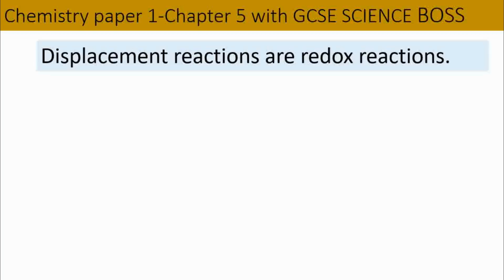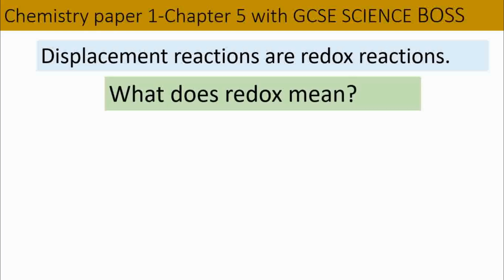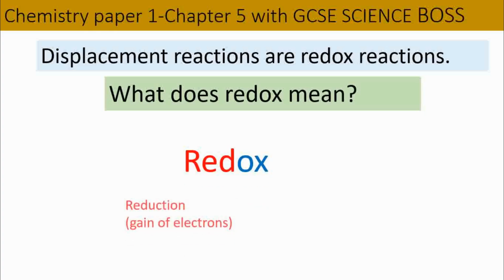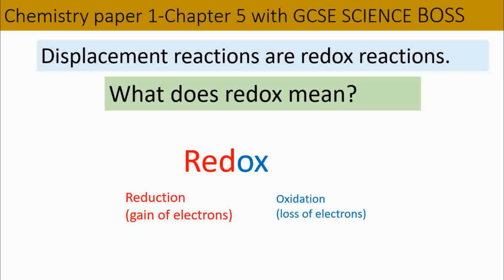All right, now displacement reactions are also what we call redox reactions. Now what exactly is a redox reaction? A redox reaction is one in which both reduction and oxidation take place at the same time. Reduction is the gain of electrons and oxidation is the loss of electrons. All right, you can use this mnemonic if you are not sure. Oil rig.